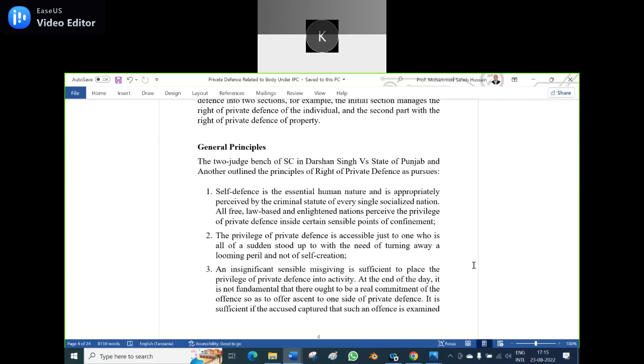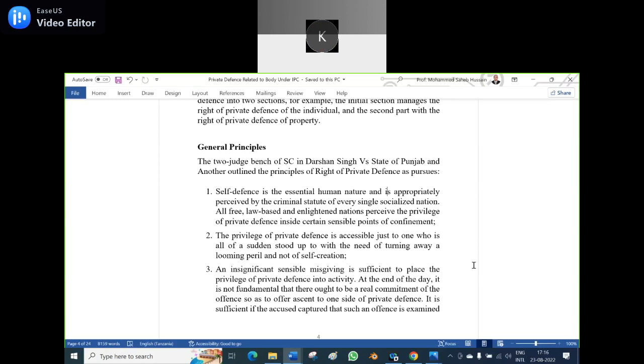All free, law-based and enlightened nations perceive the privilege of private defense inside certain sensible points of confinement. So this private defense is natural for everyone. For example, if someone is going to hurt us, we naturally take self-defense. So all democratic, freedom-loving countries have extended this right of private defense through their constitutions and acts.